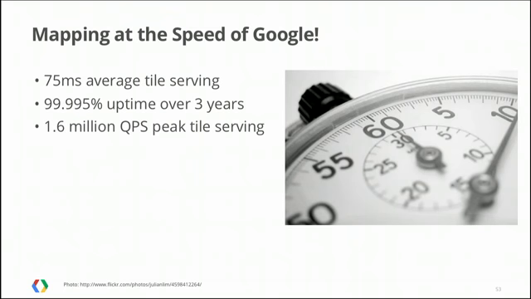We maintain 4.5 nines of uptime over the last 3 years, which is really, really high. This actually means that if Google Maps is down, chances are it's your internet provider, not us. And at our peak, we have served 1.6 million queries per second. That's 1.6 million of those little tiles going out every second to users around the world. This stuff blows me away.